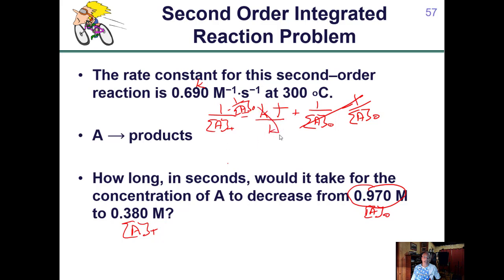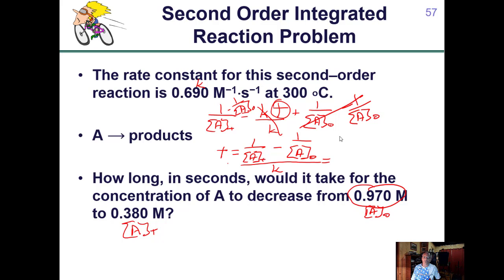And so that'll cancel it here. It'll isolate time. So that'll give us time is equal to 1 over A at time t minus 1 over A naught, and then we're going to divide by K. So now all I have to do is plug things in.